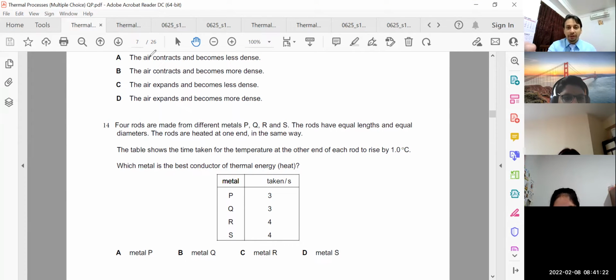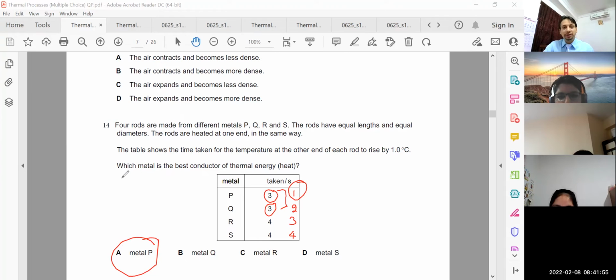So here there is a problem with the options, children. They said metal P takes 3 seconds, Q also takes 3 seconds. So the answer is R, P and Q. But in the options, P and Q are not given together. So let me mark. The time taken by P is 1 second, by Q is 2 seconds, by R is 3 seconds, and the last metal is 4 seconds. So by that, I can say that metal P has taken the least time to transfer the heat from one end to the other and raise the temperature by 1 degree Celsius. Metal P is the right answer. We will go in this way.